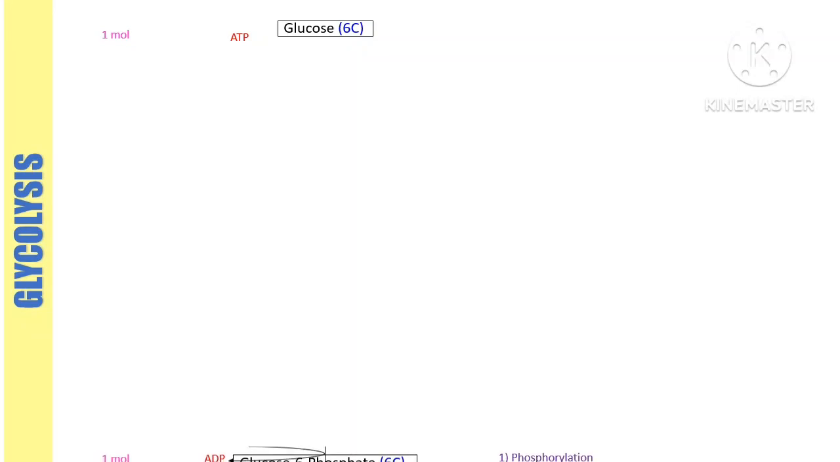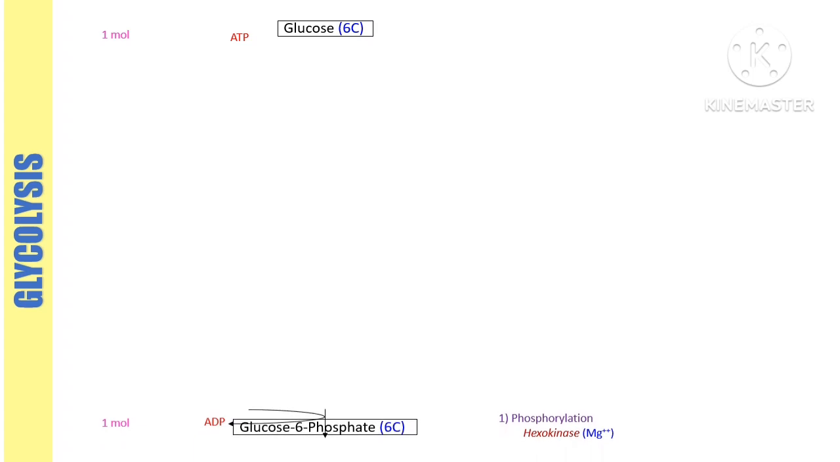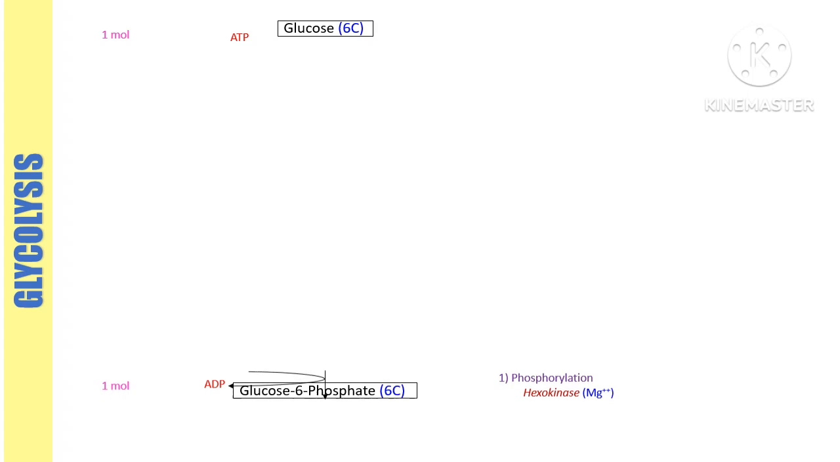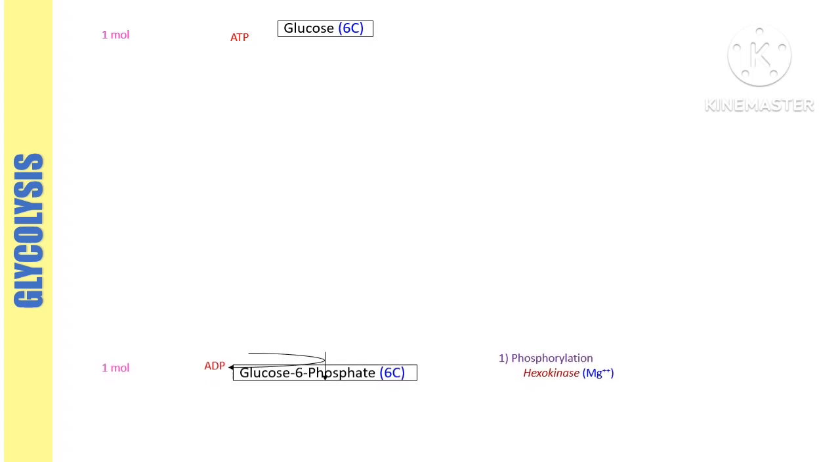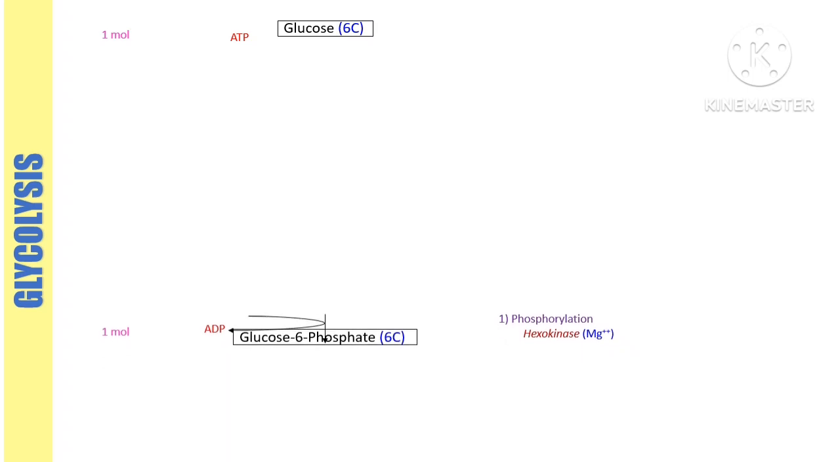Hello friends, today we are going to discuss glycolysis. Glycolysis starts from a 6 carbon sugar, that is glucose. Glucose splits, that's why we know it as glycolysis. Glyco means glucose and lysis means splitting.